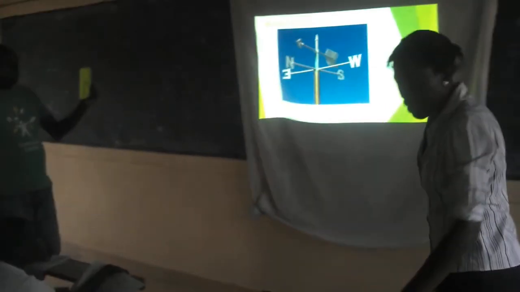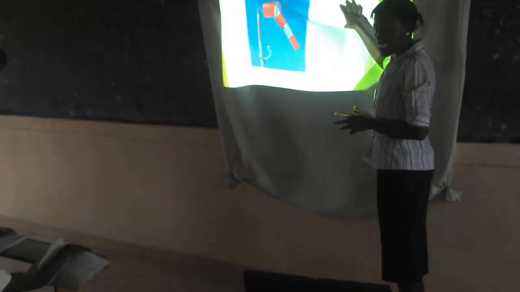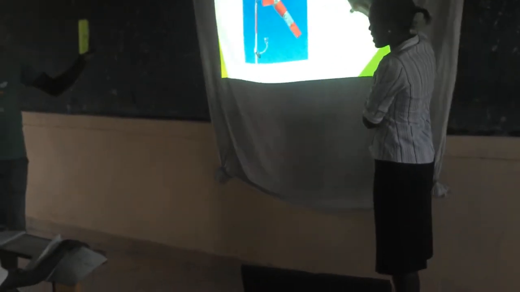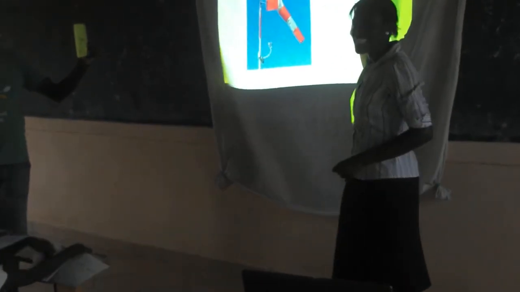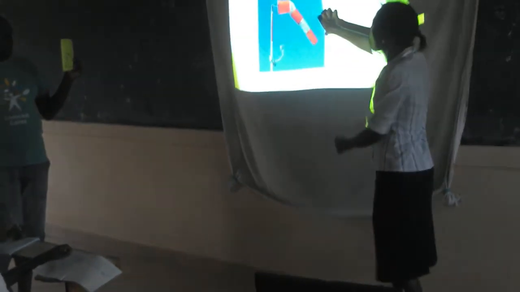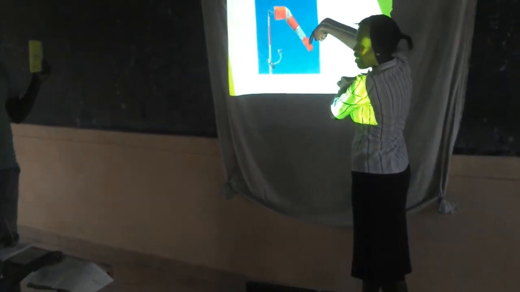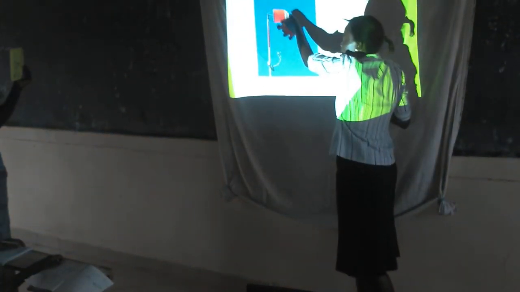The next weather instrument we have is a beautiful one here. Have you ever seen this? Who knows what this is? Yes, Brian, what is this? Good. This is a windsock. Look at this, it looks like a sock. It is this part that the wind will come to.